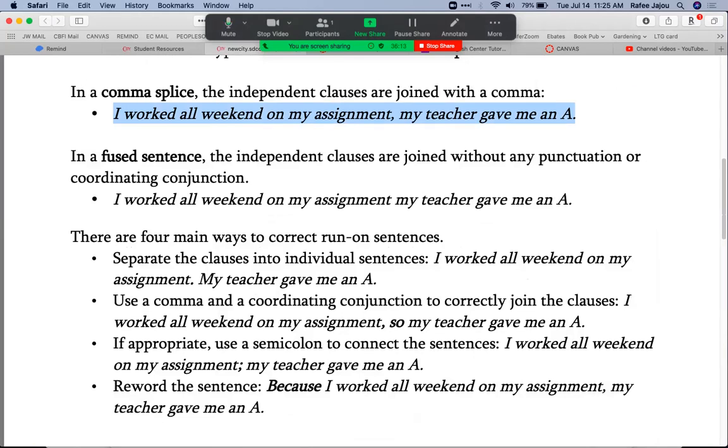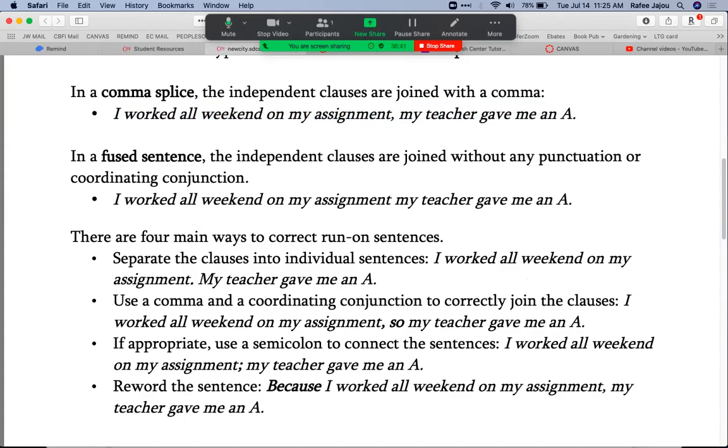This is a run-on. How do we know? We have two independent statements joined together incorrectly. Here, where's your subject in this first part? I. Where's your verb? Worked. Where's your complete idea? All weekend on my assignment. That's an independent statement. It should stand on its own.